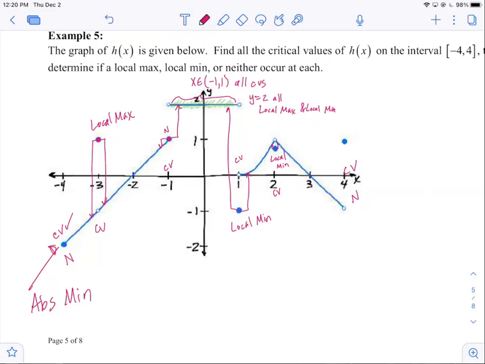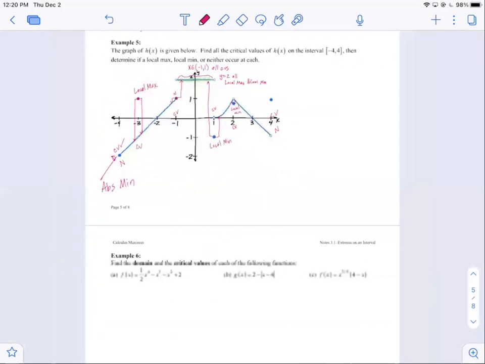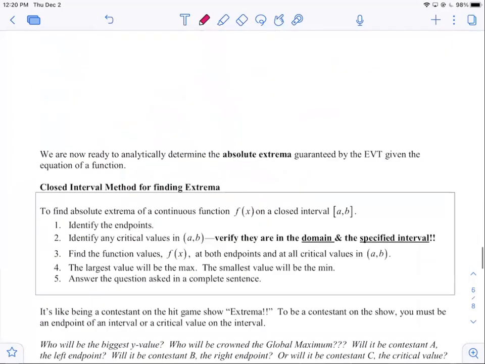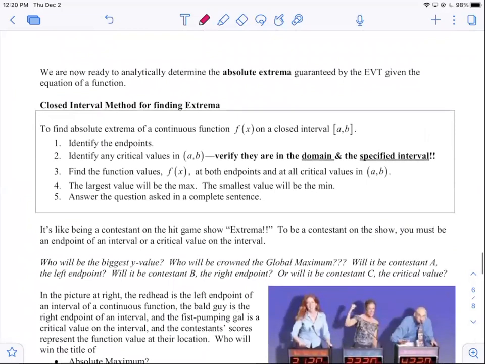All right, so can local max and mins occur at discontinuities? Yes, they really, really can, okay? It just has to still be at a critical value, so it has to be in the domain. All right, we're going to jump down to applying the EVT. Anyone want to review the EVT for me?